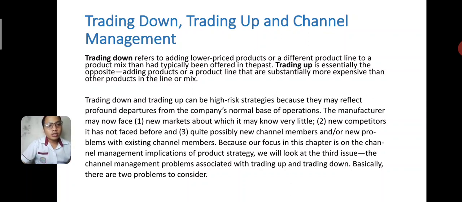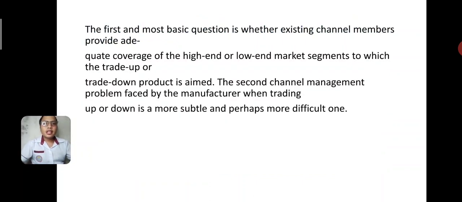Because our focus in these chapters is on the channel management application of product strategy, we will look at the third issue, the channel management problem with trading up and trading down. Basically, there are two problems to consider. The first, most basic question is whether existing channel members provide adequate coverage of the high-end or low-end market segment to which the trade up or trade down is aimed.